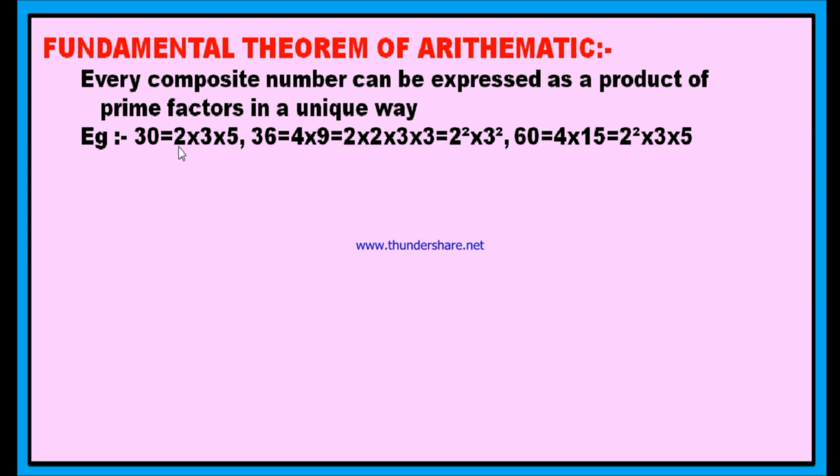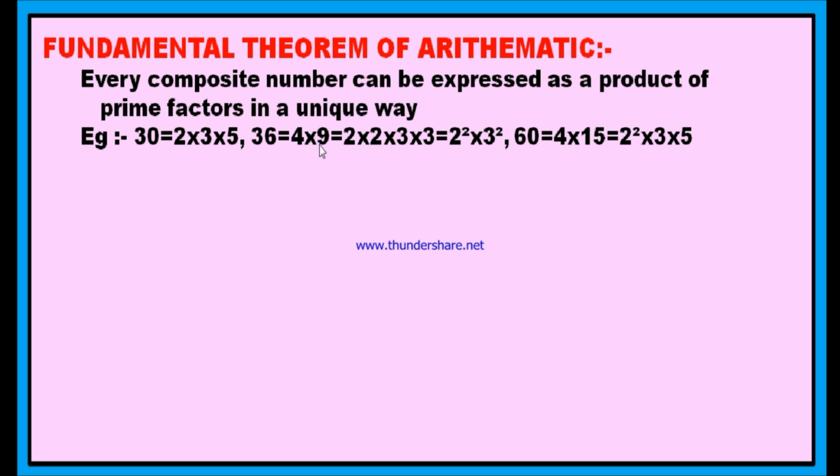You can write 30 only in this way, and you cannot write 30 in any other way as the product of prime numbers only. Of course, you can write 30 as 6 into 5, but 6 is not a prime number. Therefore, you can write 30 as the product of prime numbers in only one way, and there is no other way. Similarly, look at 36.